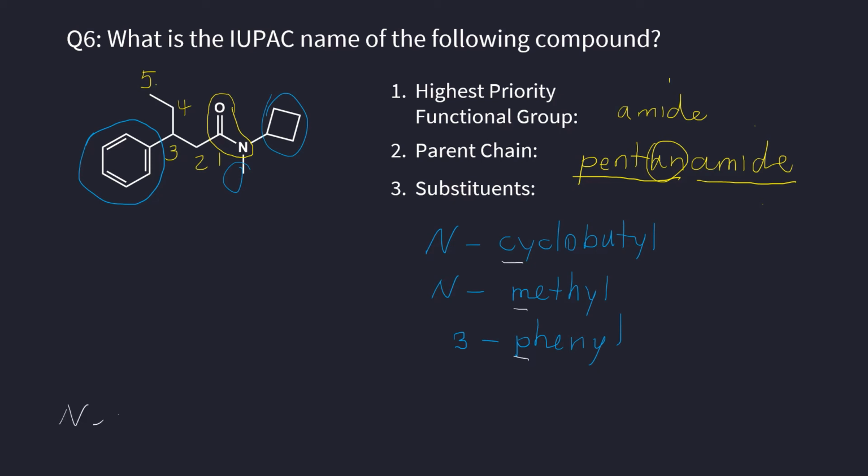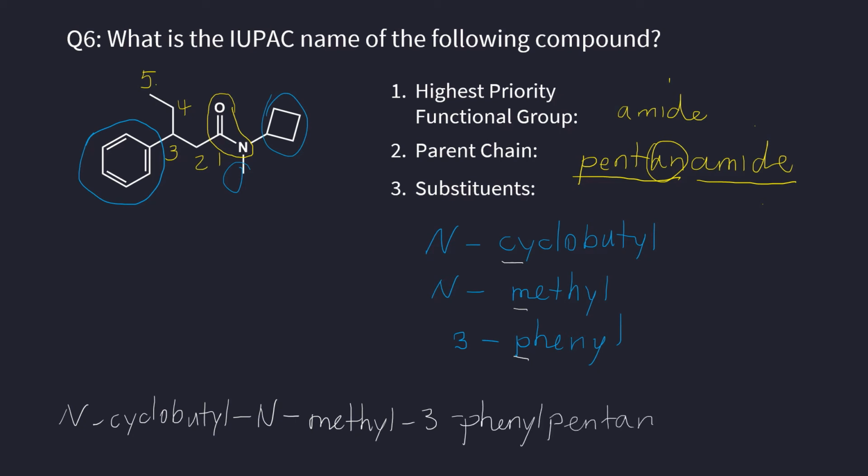So N-cyclobutyl, N-methyl, 3-phenyl pentanamide. Note that when we type the N, they are italicized. Okay, let's move on to the next question.